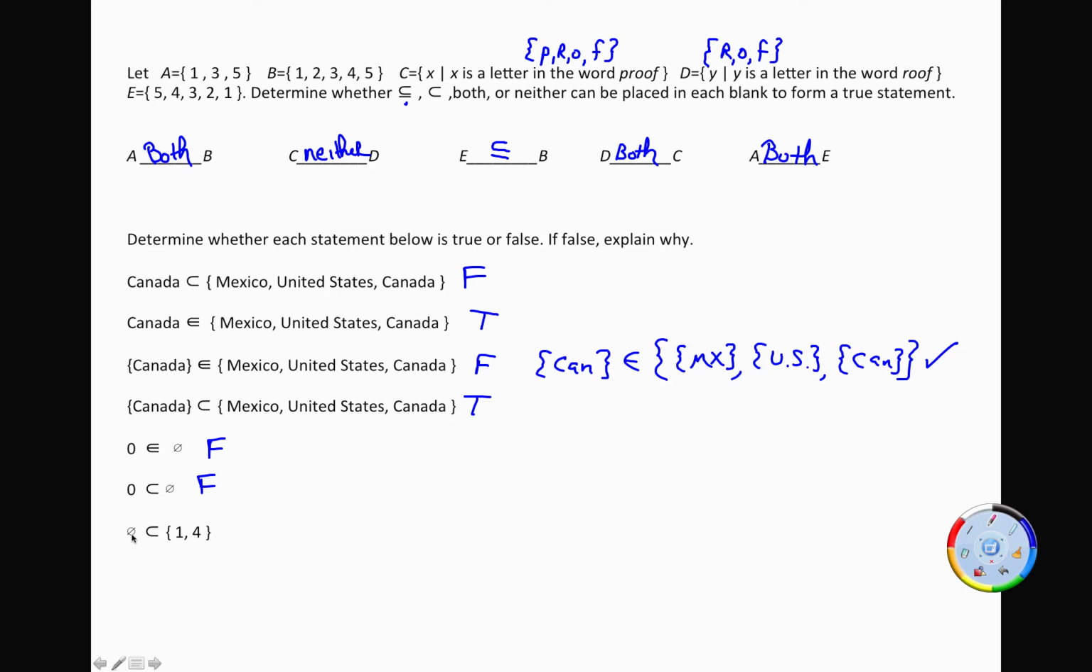Okay, and the empty set is a subset of every set, a proper subset of every set but itself. So that is true, right? There are no elements in the empty set that are not in this set. Since there are no elements, that makes that true.